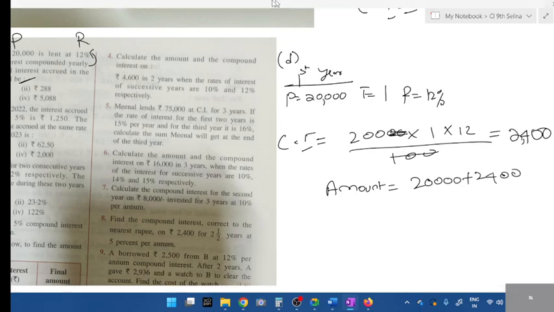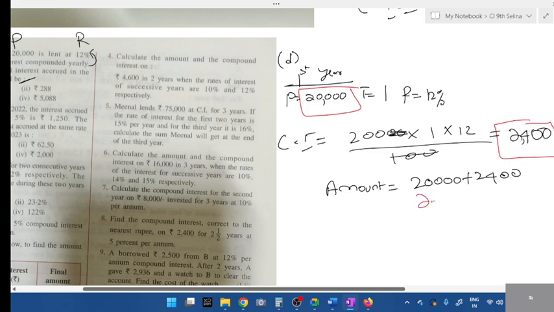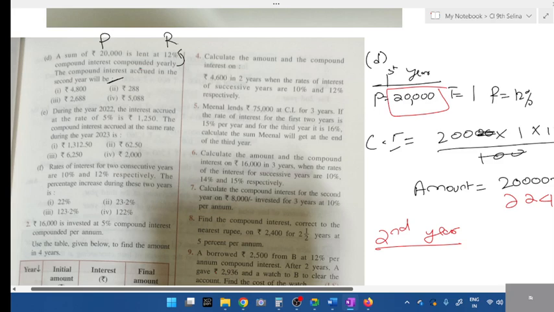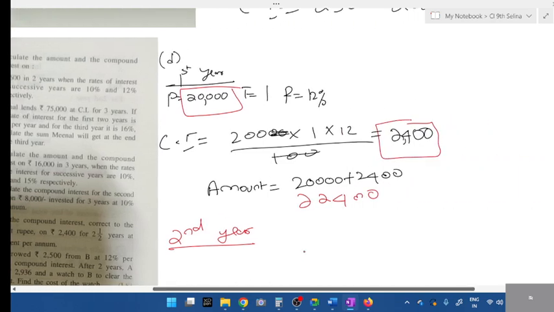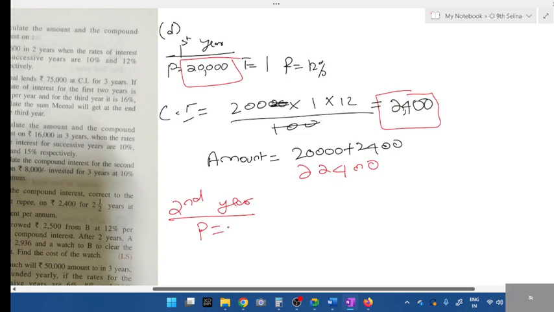Very good. Yes, these two things. For each and every year, you have to calculate the amount, students. That amount you take as the principal for the second year. So it becomes 22,400. Right, second year. One more thing: is the rate changed or the same for the second year? They didn't mention anything, so it should be the same. Let us start solving. Write principal 22,400, time equals 1 year, rate equals 12%.